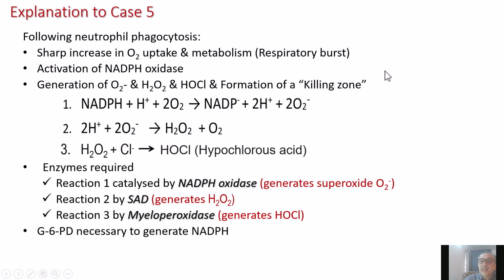Along with several other enzymes released from the neutrophil granules, lysozymes and others, the entire neutrophil and surrounding tissue, everything is damaged. So this is the phagocytosis, the first line of defense against bacteria.